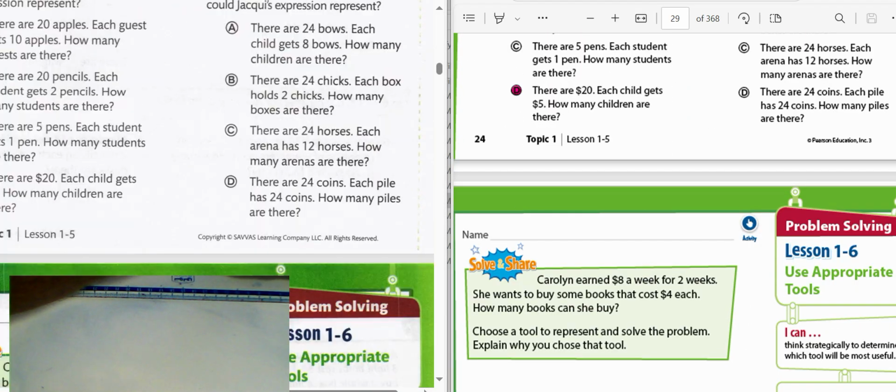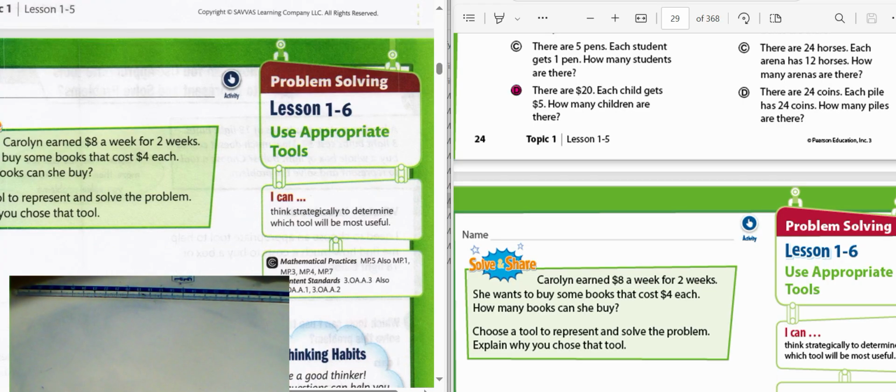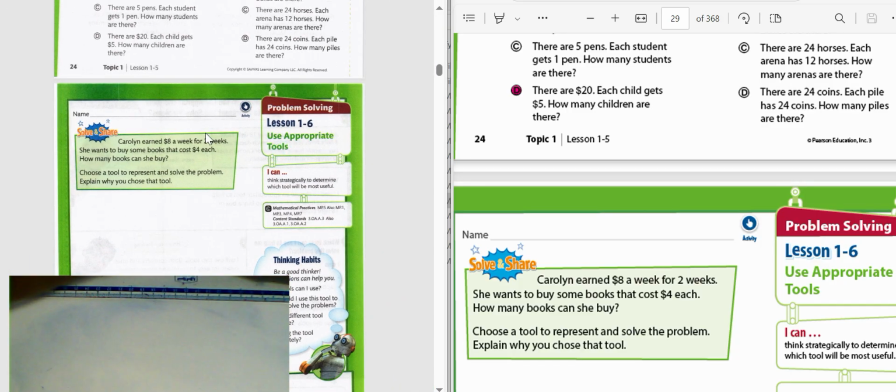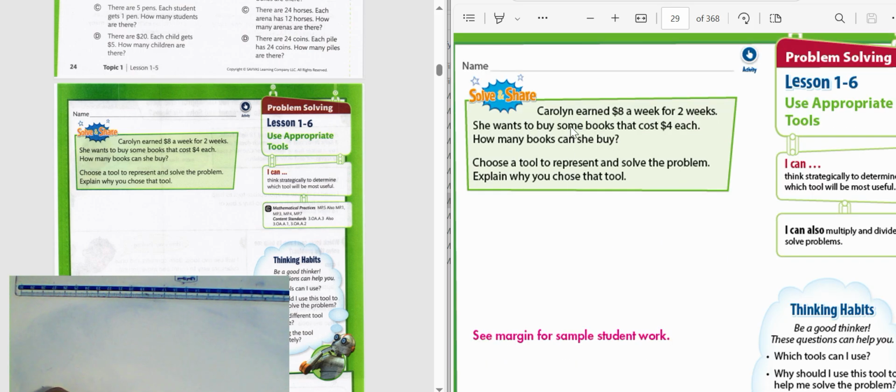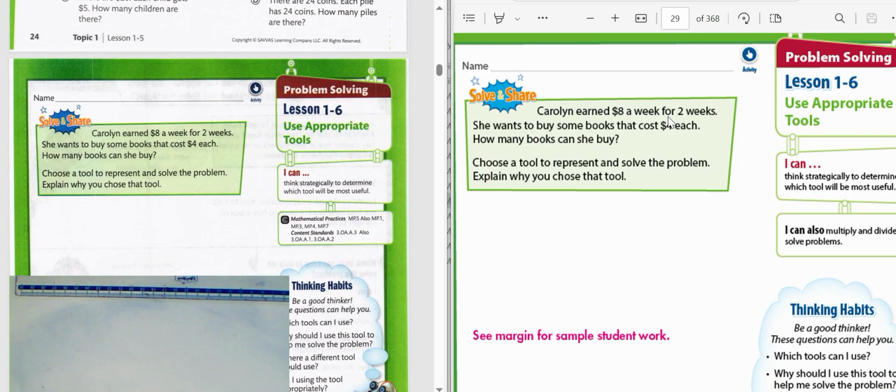Understood. Next, lesson number 6. We will talk about using probability tools. Look at the solve-and-share problem. Alone earned $1 a week for 2 weeks. She wants to buy some books that cost $4 each. How many books can she buy? Who can tell me?